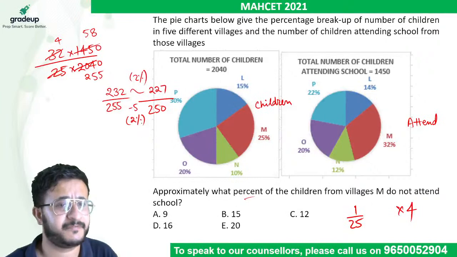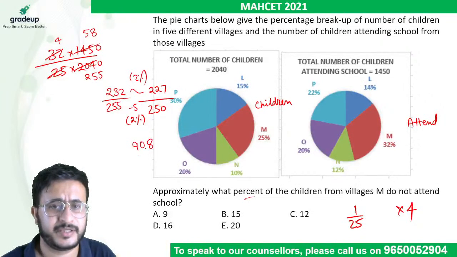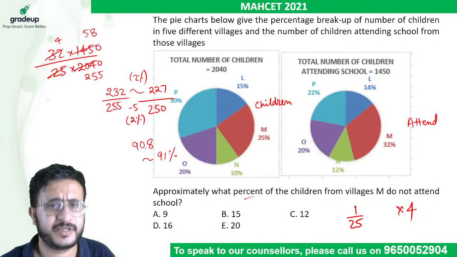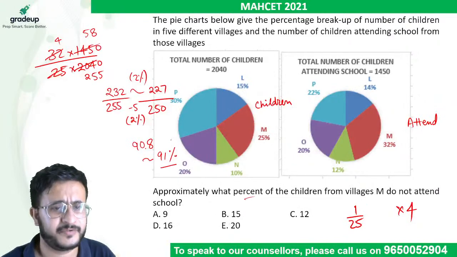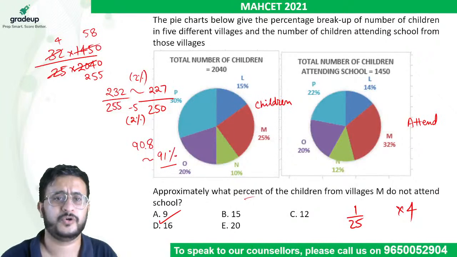Instead of dividing by 25, you have to multiply by 4. So when you multiply by 4, you will get 908, which is approximately 91%. You will get 908, which will be 91%. So 91% attend the school, so 9% do not attend the school.